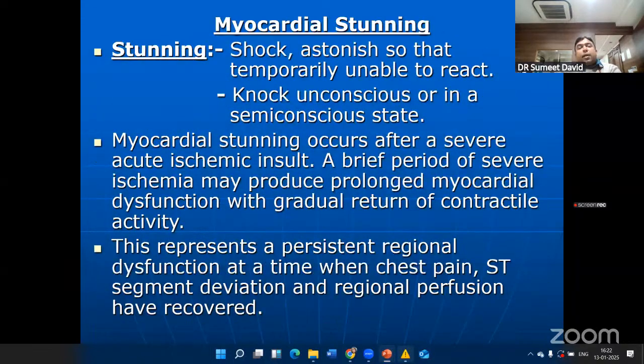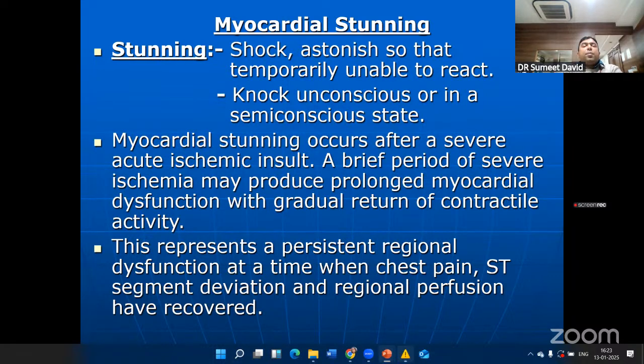So what is myocardial stunning? Myocardial stunning and hibernation are very important topics you have to know. Stunning is basically to shock or astonish, so that one is temporarily unable to react, knocked unconscious or in a semi-conscious state. So stunning is basically a semi-conscious state which happens in the myocardium after a severe acute ischemic insult. A brief period of severe ischemia may produce prolonged myocardial dysfunction with gradual return of contractile activity. In this case, an acute ischemic insult occurs, but after the treatment, it returns to normal.